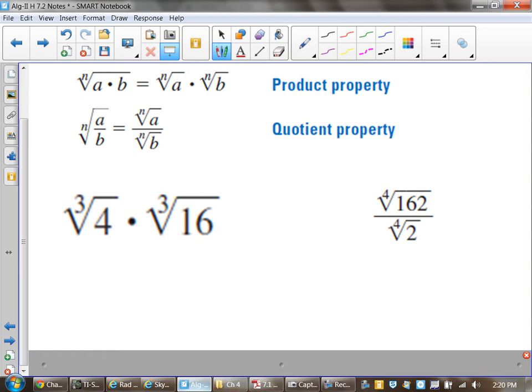Cube root of 4 times the cube root of 16. Do I have the same nth root? Okay. Since I have the same nth root, that means I'm allowed to multiply the stuff underneath the radical. What's 4 times 16? 64. What's the cube root of 64? 4. And there's your answer.